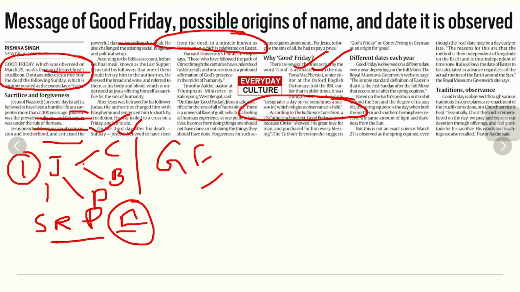So why are there different dates for Good Friday? Good Friday is observed on a different date every year depending on the full moon. The standard definition of Easter is that it is the first Sunday after the full moon that occurs on or after the spring equinox.